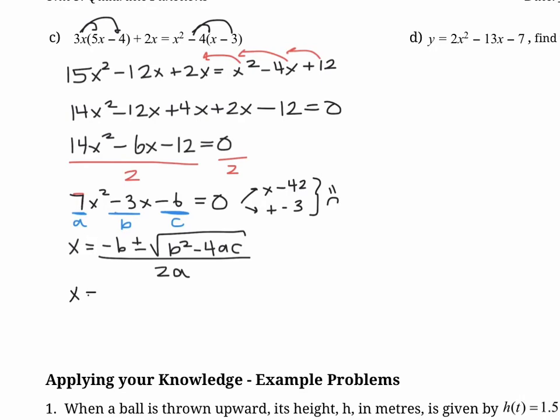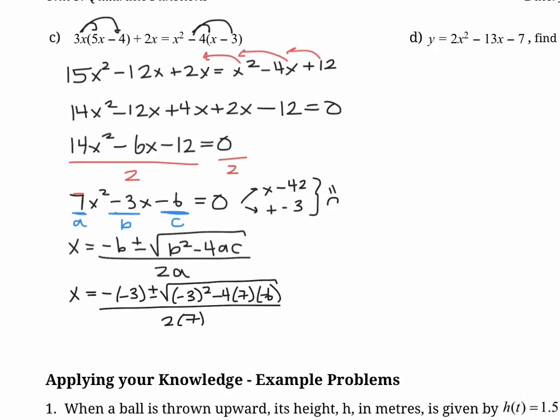So we're going to write x is equal to negative b, so that's going to be negative 3, plus or minus the square root of b squared, that's going to be negative 3 all squared, minus 4 times 7 times negative 6, all over 2, our a value is 7. Let's simplify that some more.